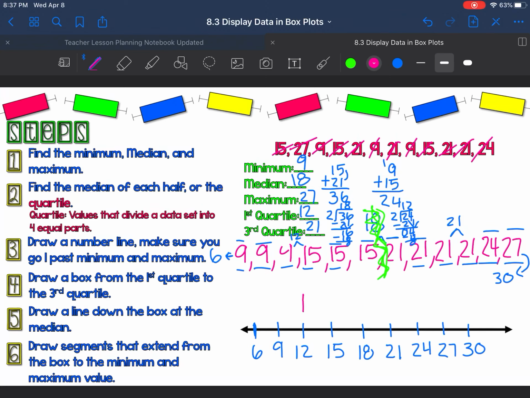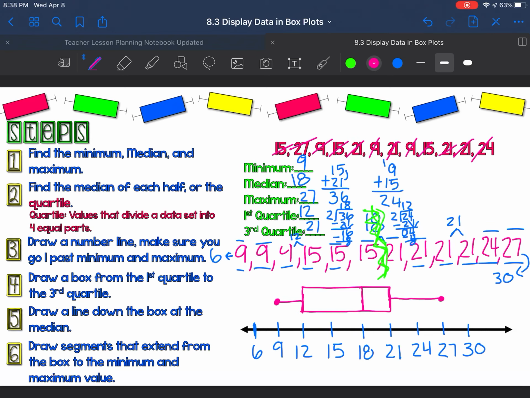So I know that my first quartile is 12, my median is 18, and my third quartile is 21. So now all I need to do is connect the dots. Okay, good. So I have my box done. Now it's time to do our whiskers. So our minimum is 9. So I'm going to come over here to 9, draw my little dot, and then draw my whisker. My maximum is 27, so I'm going to draw my dot, and then my whisker. And there I have it.